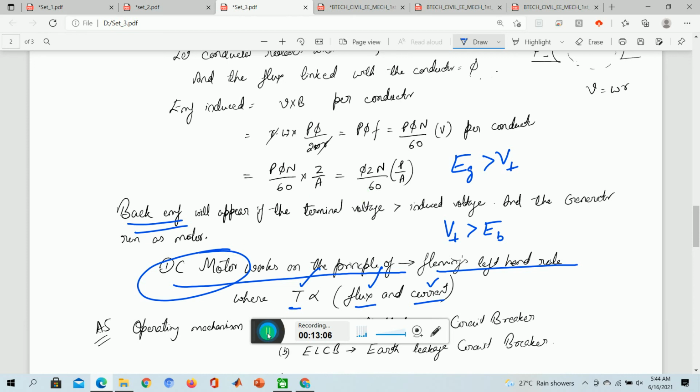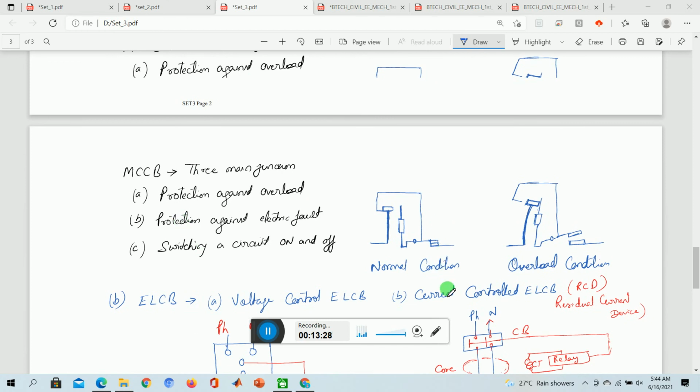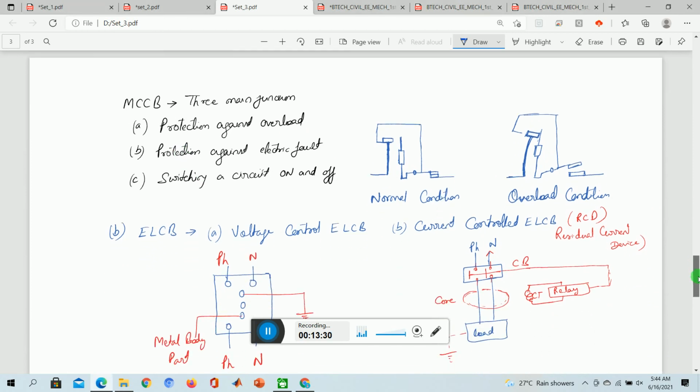Next it is asked, what is MCCB, that is molded case circuit breaker, and ELCB, the earth leakage circuit breaker. Now these are very important in the household. So MCCB gives protection to you. Here it is protection, just a simple circuit we can draw and show the difference. Need not elaborate a lot.